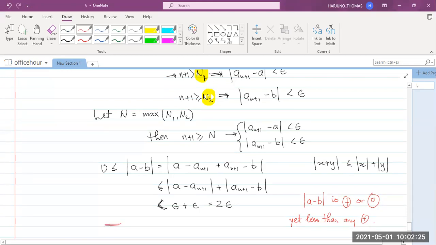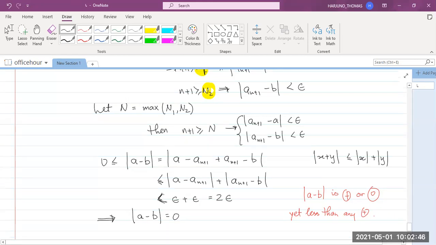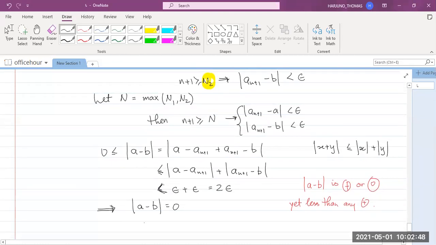Because your epsilon is any positive number you choose, right? You can choose any positive number. Now, whatever positive number you choose, this A minus B in absolute sign will always be less than that. Then the only way is for A minus B to be 0. The absolute value of A minus B is 0. Therefore, A minus B is 0. Therefore, A equals B.